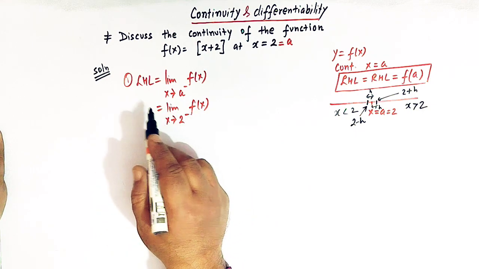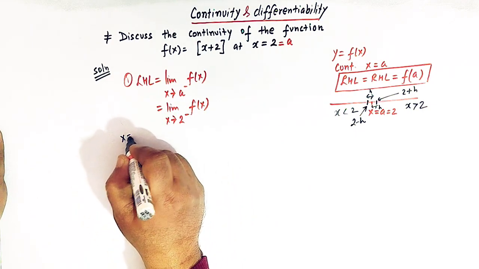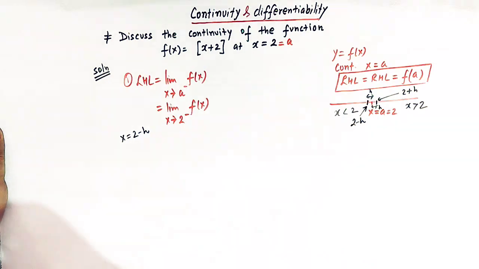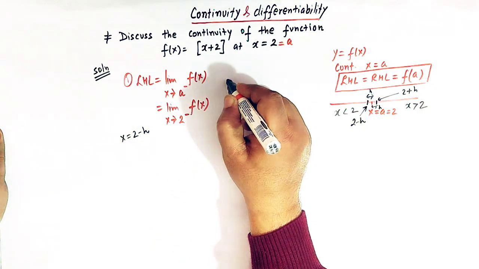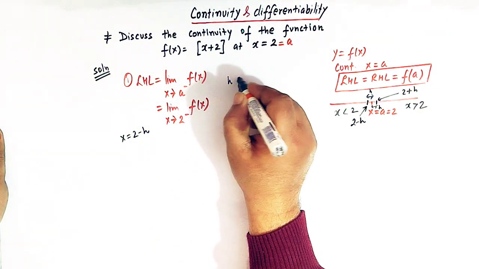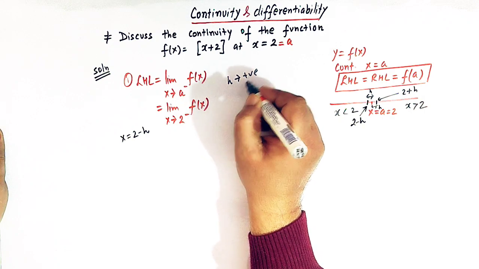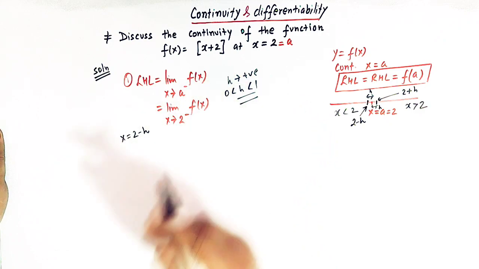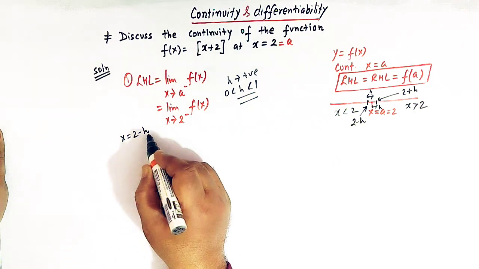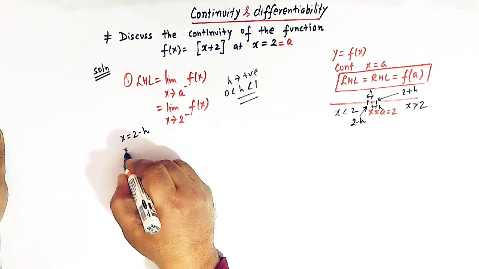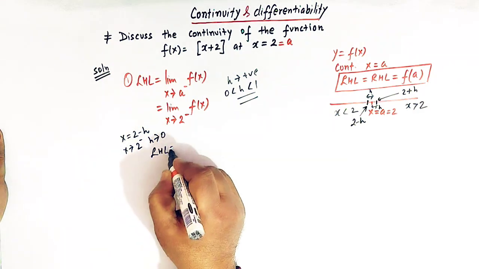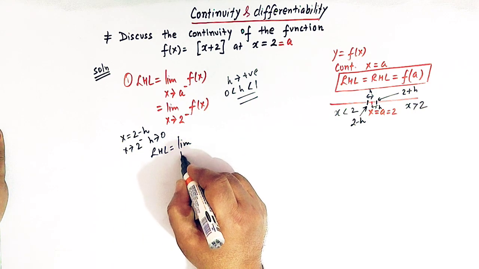To find the left hand limit, we'll take x is equal to 2 minus h. Remember, this quantity h is a very important quantity in differential calculus, because it is infinitesimally small and positive, that is, h is greater than 0 and less than 1. So h is very small. Now we take x is equal to 2 minus h, and when x tends to 2, then h tends to 0.